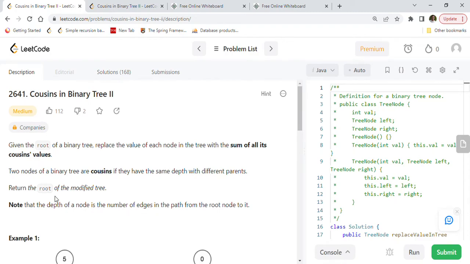Hi friends, welcome back. Today we are going to solve another very recent and very important Leetcode coding interview question, 2641, Cousins in Binary Tree 2. As you can see, this is another medium complexity binary tree related coding interview problem that we are going to go through today. This is quite an interesting problem, so make sure you watch this video until the end so you completely understand this important problem.